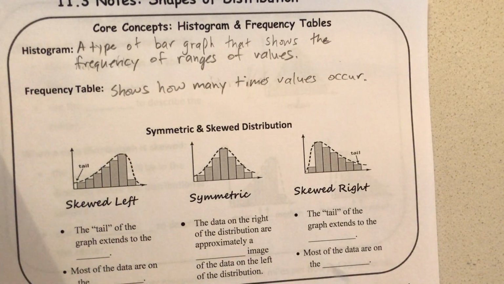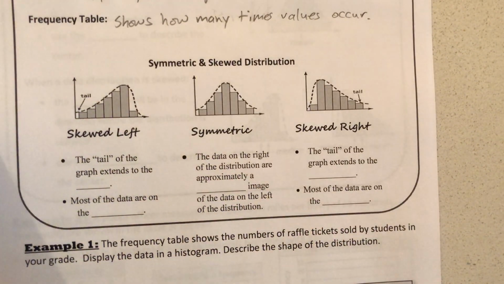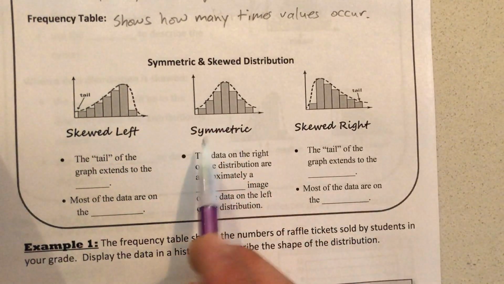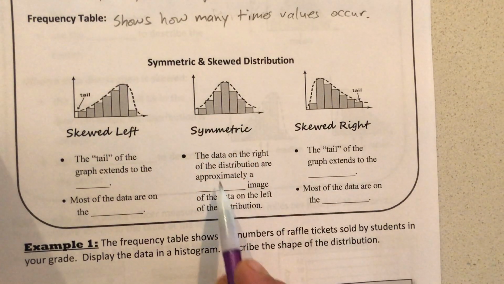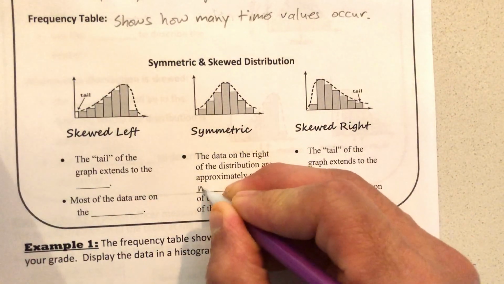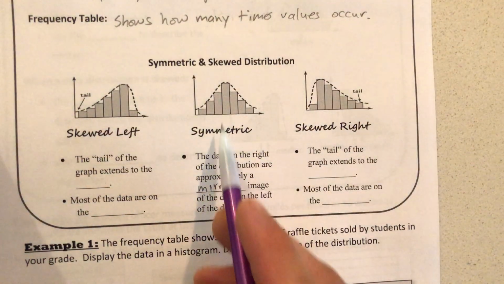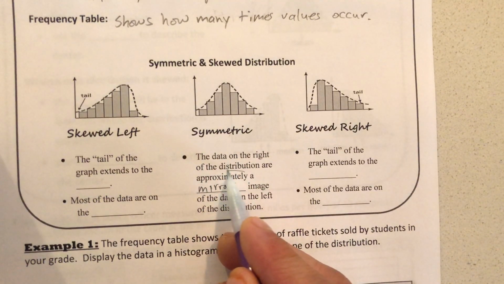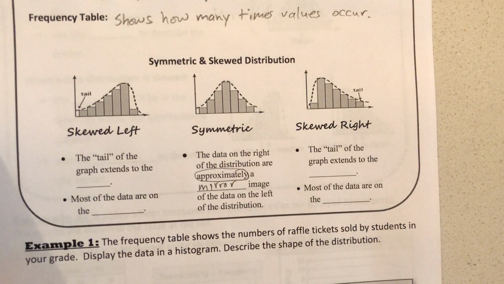So there's a couple different ways that distributions can be shaped, and we're going to see those today. There's what's called, we'll start in the middle, symmetric, where the left and the right side are the same. So down here it says the data on the right are approximately a mirror image. So it's symmetric. It's the same on both sides. And it's important, we're going to see this in a second, but approximately a mirror image. Nothing in the real world is perfectly symmetric.